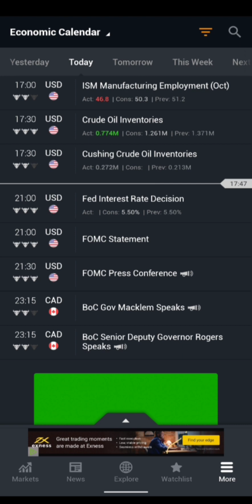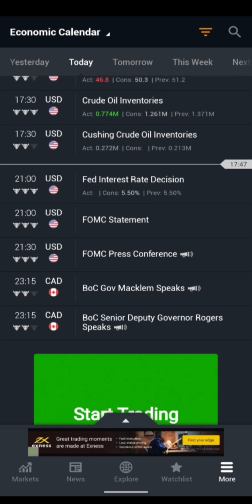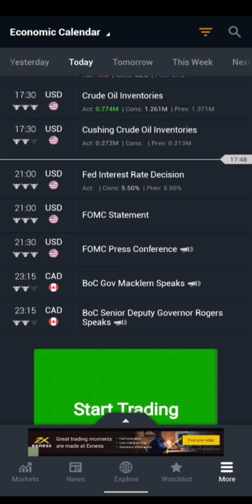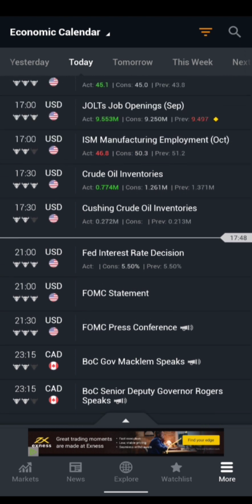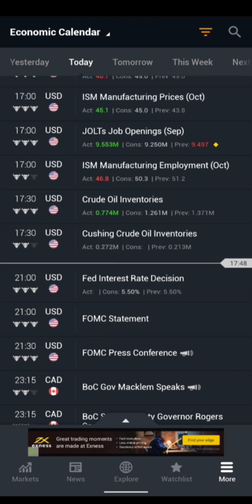At 9:30, FOMC press conference. At a quarter past 11, we're going to have the Bank of Canada governor speaking, and also the Bank of Canada senior deputy governor Rogers speaking. So speeches are also economic events. They give direction to the market. They provide context for traders to see if they're going to be bullish or bearish on that single pair, or other currency pairs that have that single currency.